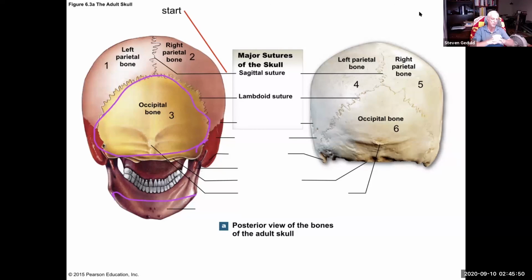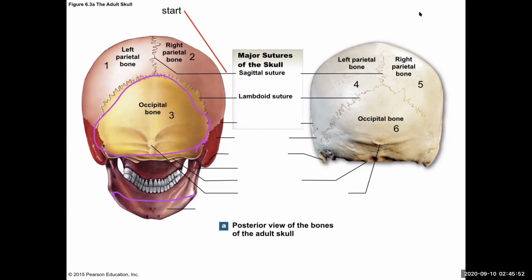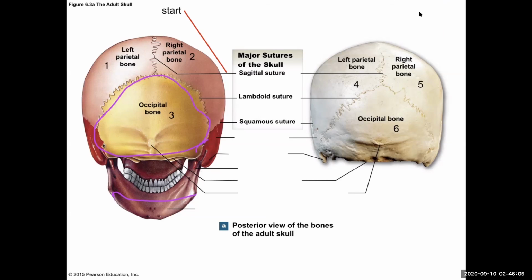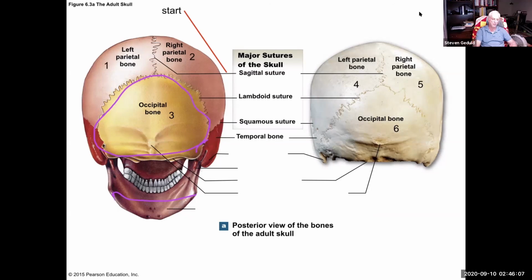Perfect. What's the suture between the temporal bone and the parietal bone? Squamous. Squamous suture. Perfect. And then what bone is that pointing at? Temporal bone. Perfect.